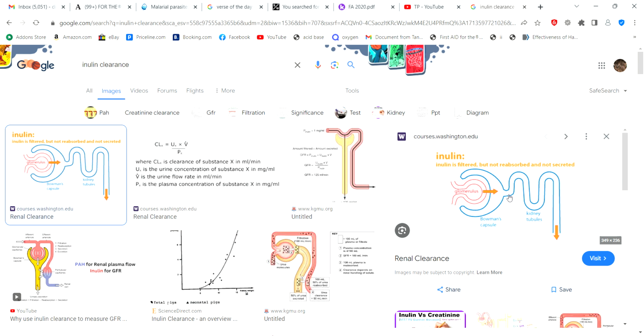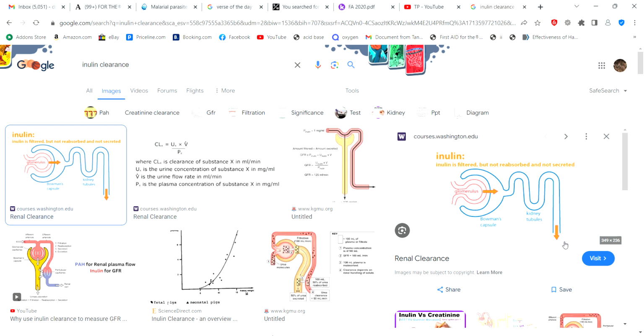So what's being taken back into the blood is reabsorption, and what's being secreted is all the stuff in the blood that the body doesn't need. That goes into the renal tubules and out into the urine. And anything that comes out in the urine is excretion. So for inulin, the filtered amount goes in this way and then all the way out into the urine.